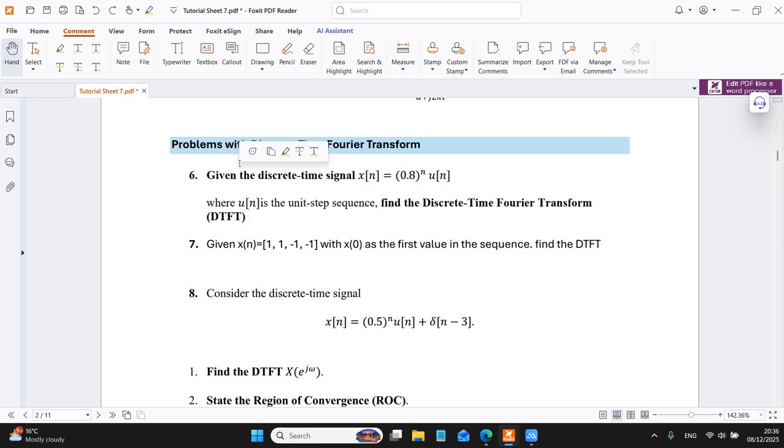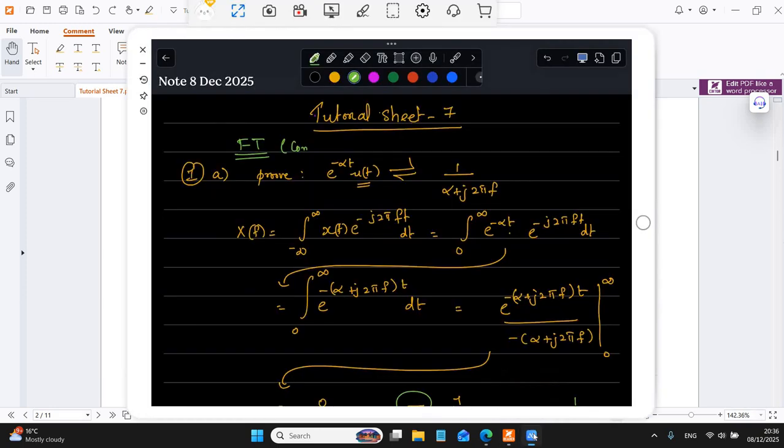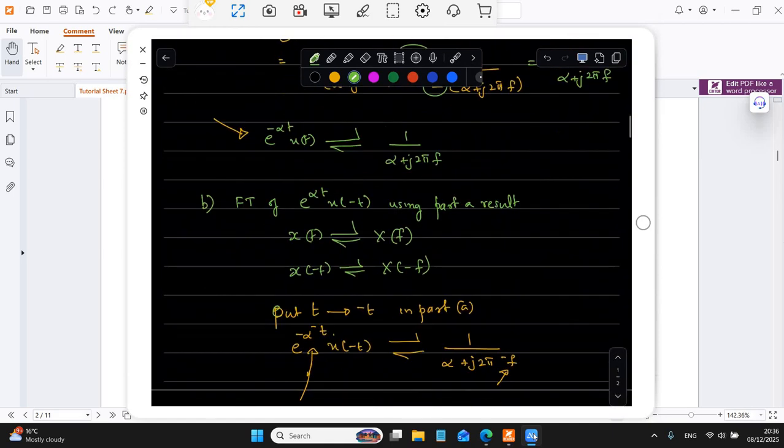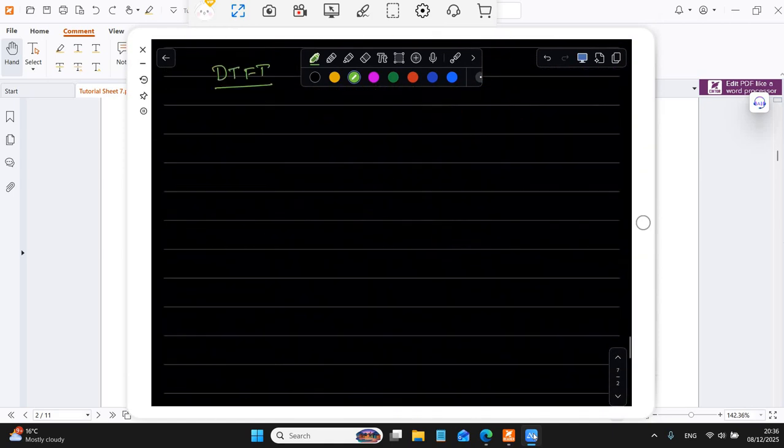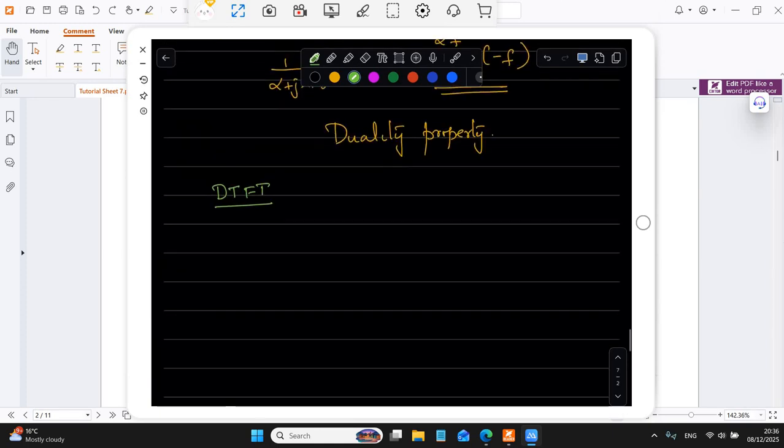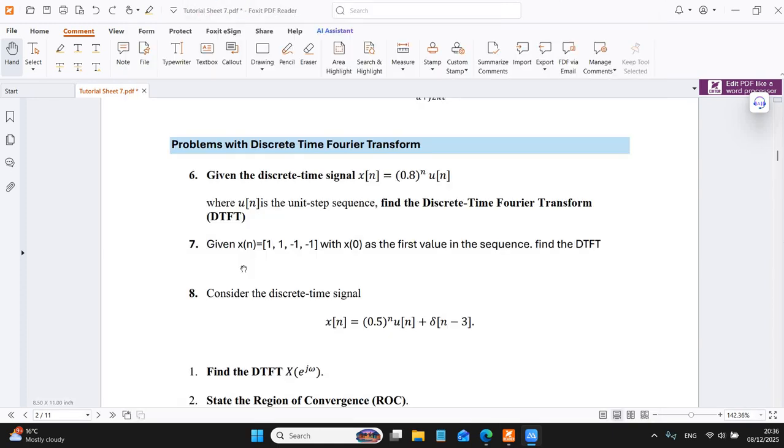Previously we have done the problems related to the Fourier transforms. Fourier transform means the first one was the continuous case, and the other one is the discrete time Fourier transform. So what is the first question?